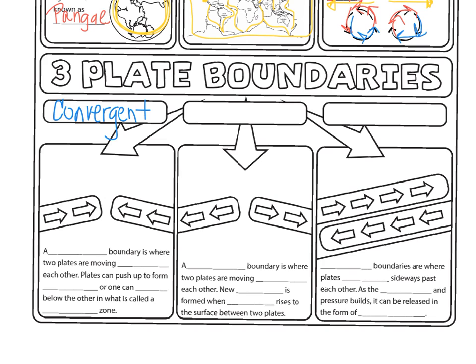And so again, we can write convergent. And the plates are moving toward each other. So plates, when they're doing this, one of three things happens. Plates can push up to form mountains. Or one can slip beneath the other in something called a subduction zone. And we're going to sketch this out together.